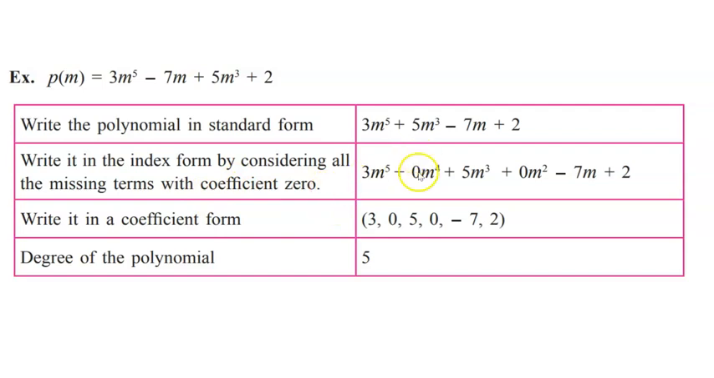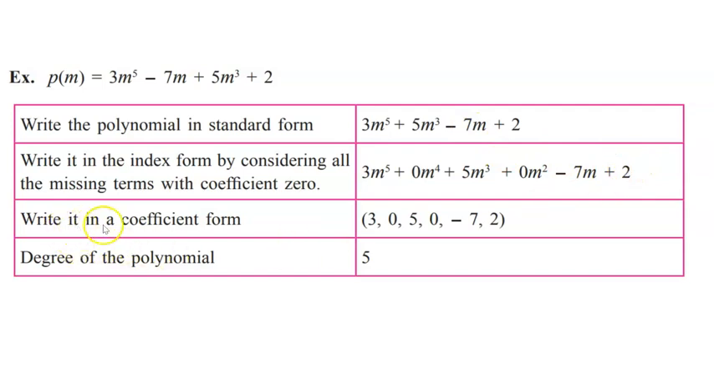Okay. Now which are the missing terms? m raised to 4 is a missing term, m raised to 2 is a missing term, and that's why here we are writing 3m raised to 5 plus 0m raised to 4. This is a missing term. Next, plus 5m raised to 3 plus 0m square. This is also a missing term. Minus 7m and plus 2.